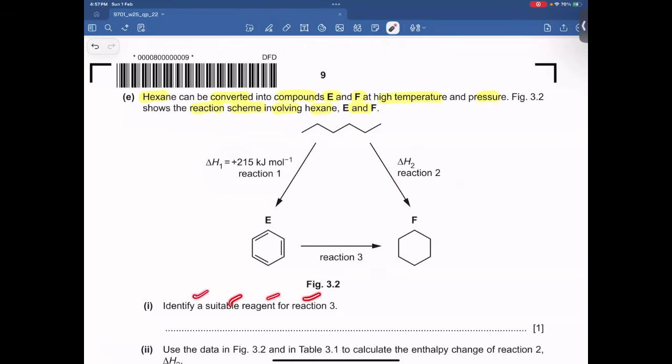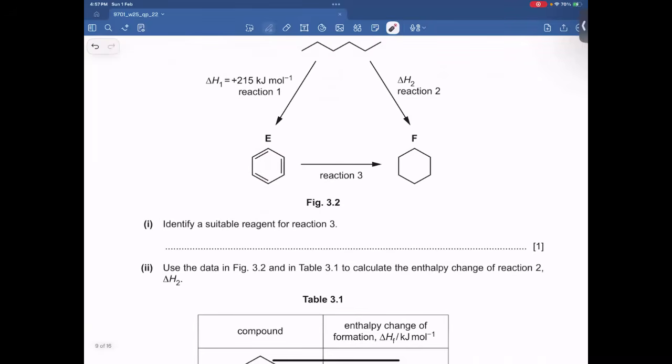Identify a suitable reagent for reaction 3. So we have a pi bond here, and we don't have any pi bond here, which means this molecule is going to be saturated. And for that, I'm going to use hydrogen gas. So that's basically the hydrogenation process. And hydrogenation means addition of hydrogen. So I'm going to use hydrogen as a reagent, okay?